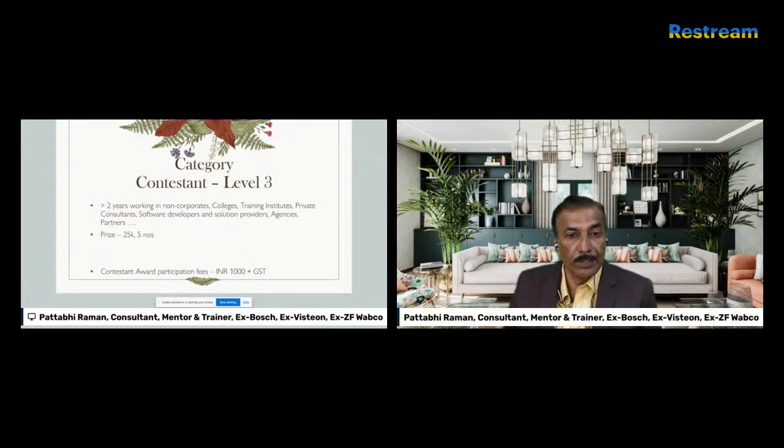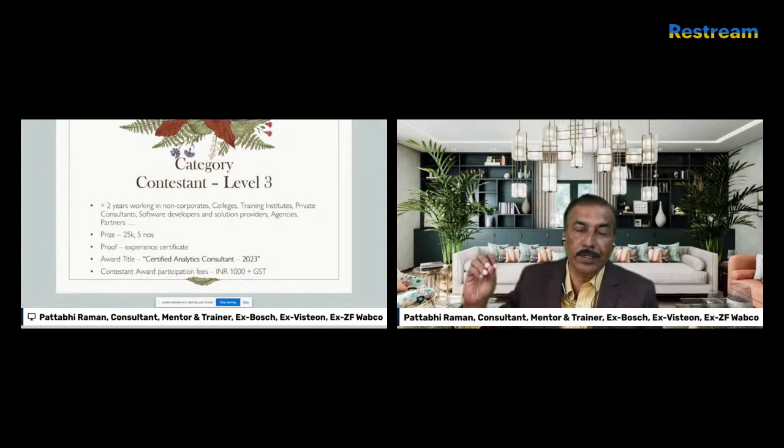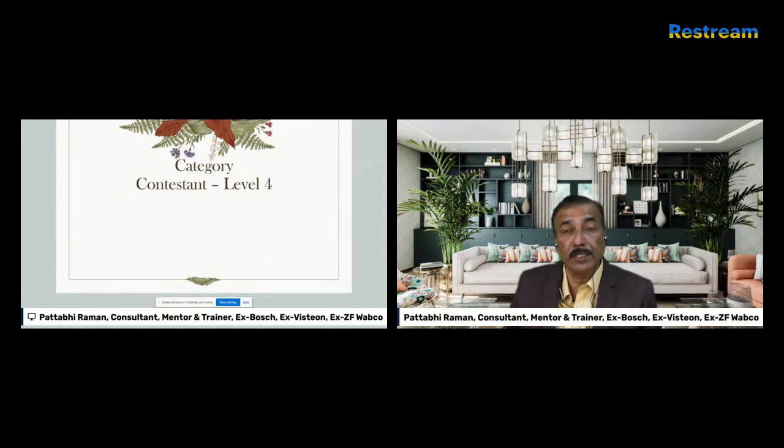Here also we are going to have 5 prizes, each with 25,000. Of course, here an experience certificate is required. You can see, since here there is no direct application, you are not going to directly use it in your work area. It is an indirect area, so there is a small contestant fee of 1,000 rupees.